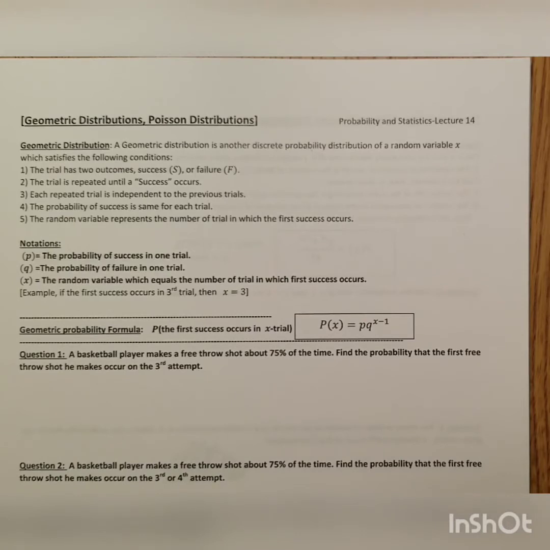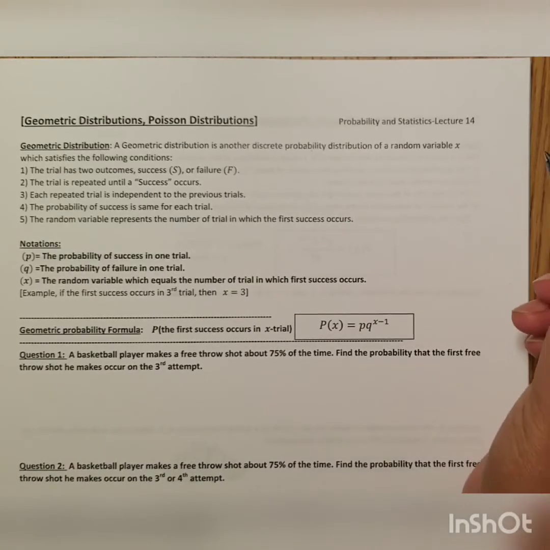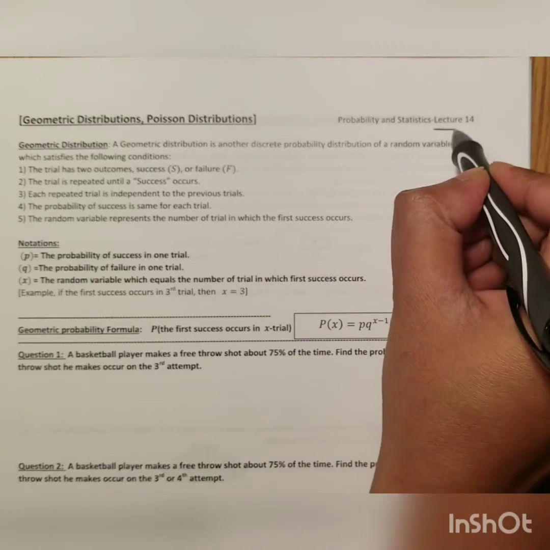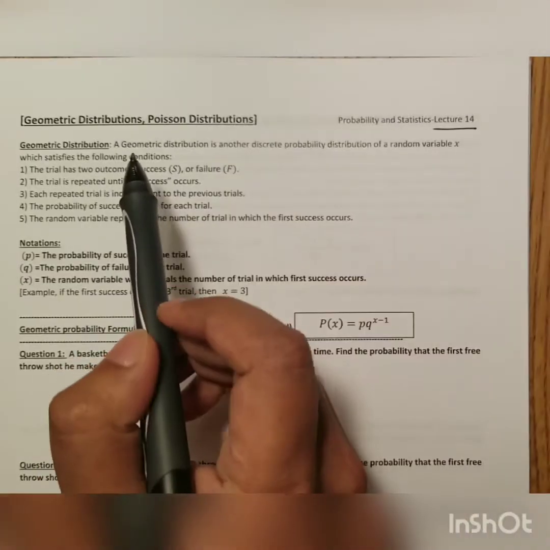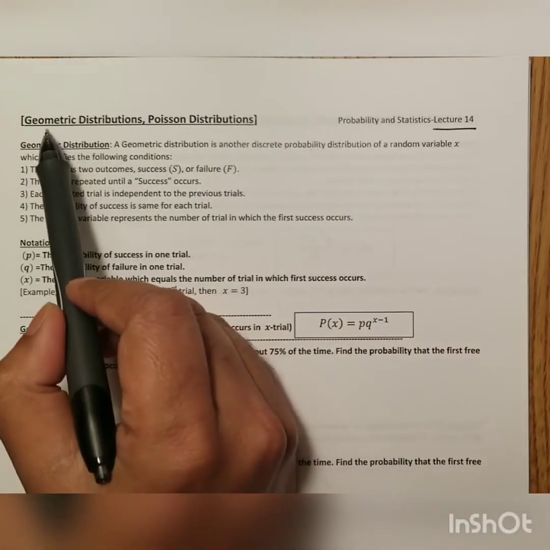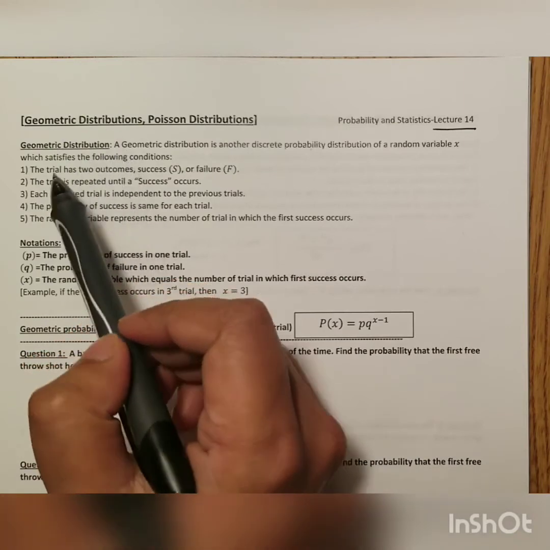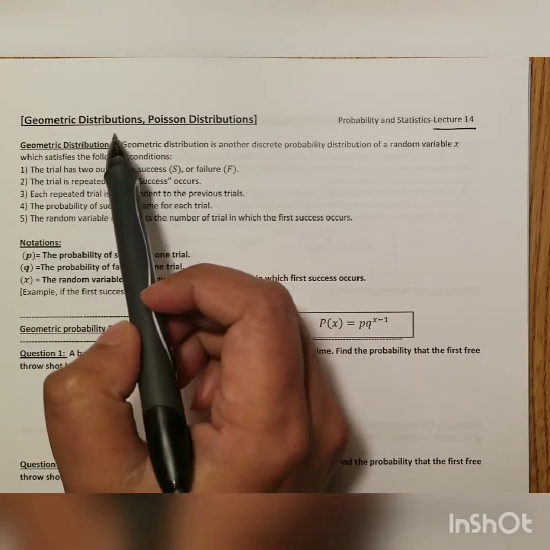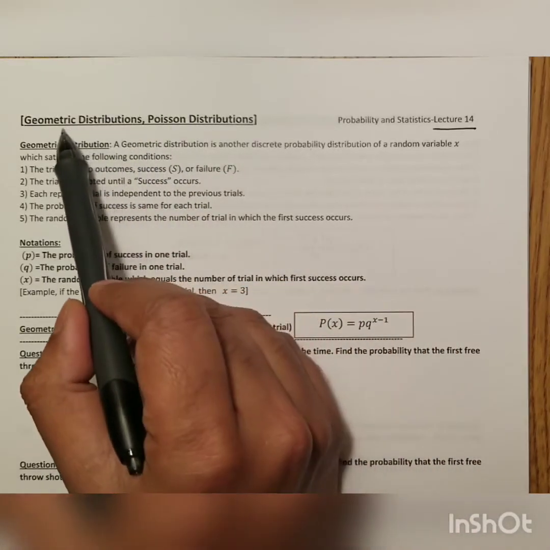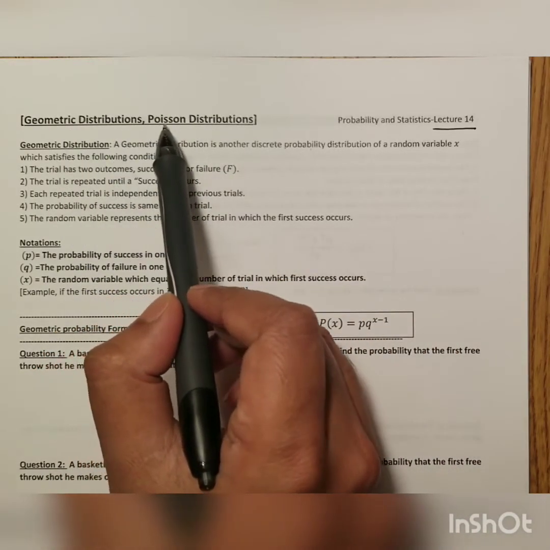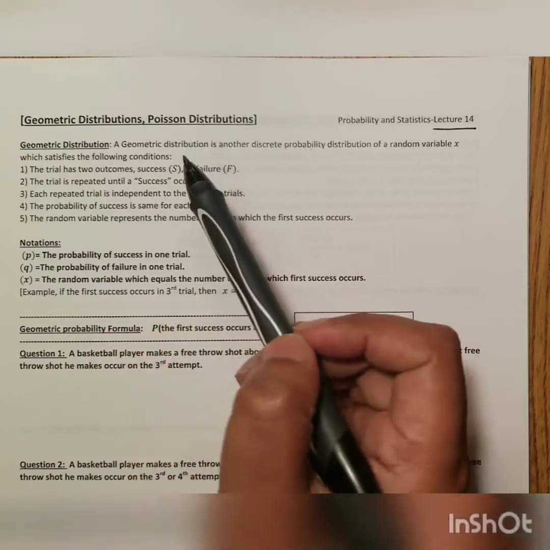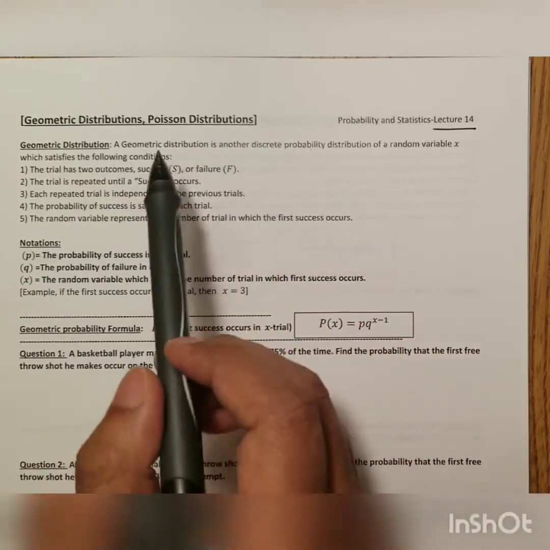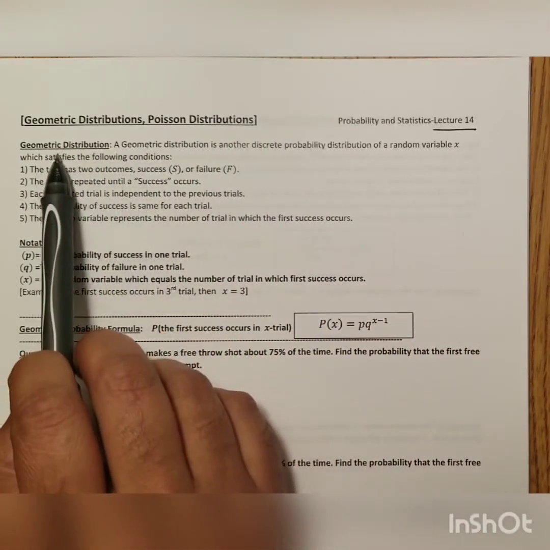Okay, this is lecture 14, and lecture 14 is about geometric distribution. We did binomial distribution in lecture 13, and now we are in geometric distribution and Poisson distribution. Let's start with the geometric distribution.